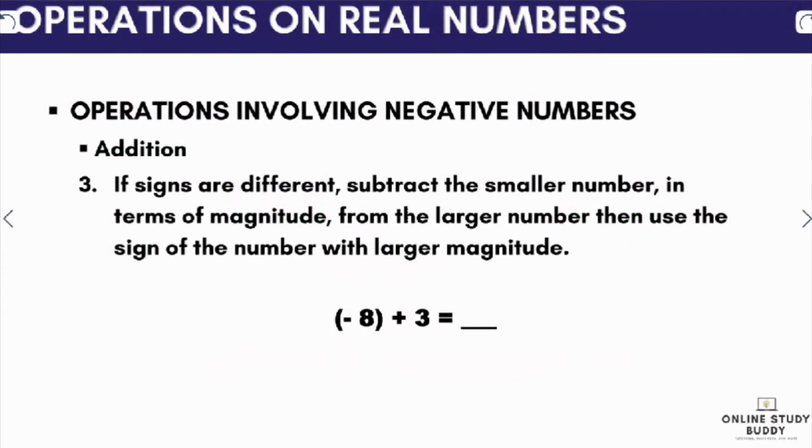Next, rule number 3. If signs are different, subtract the smaller number in terms of magnitude from the larger number, then use the sign of the number with larger magnitude. So, dito kapag magkaiba yung sign, ang gagawin natin, hahanapin muna natin yung number with larger na magnitude. So, in this example, alam naman natin na positive 3 is greater than negative 8. So, let's try to draw the number line.